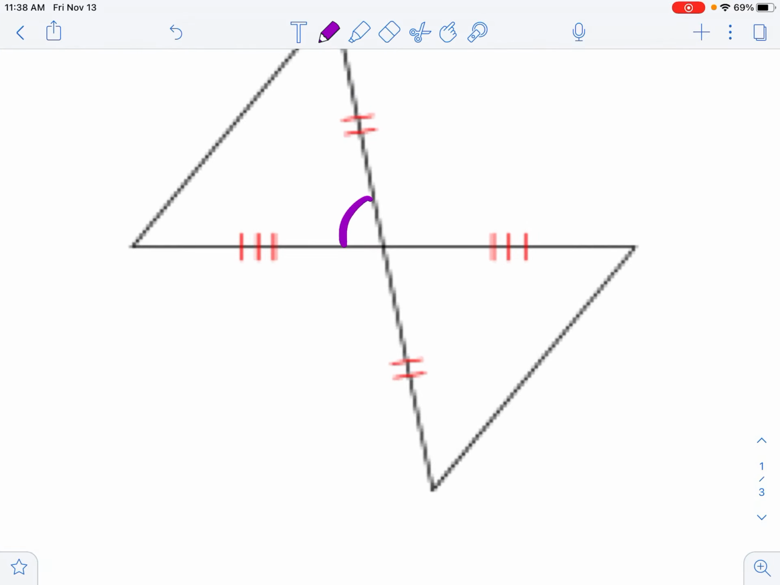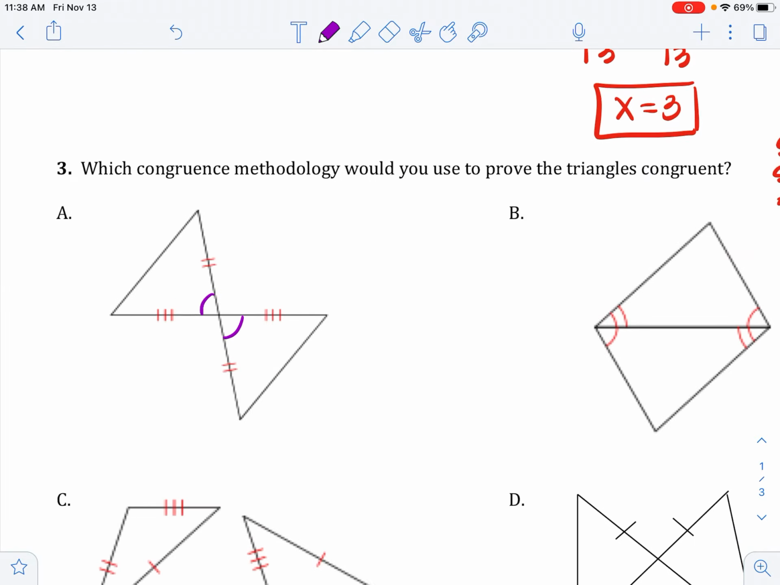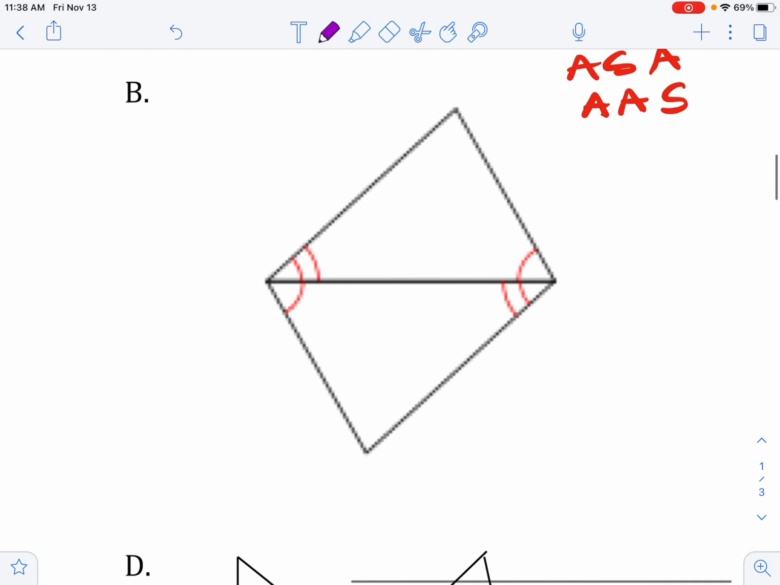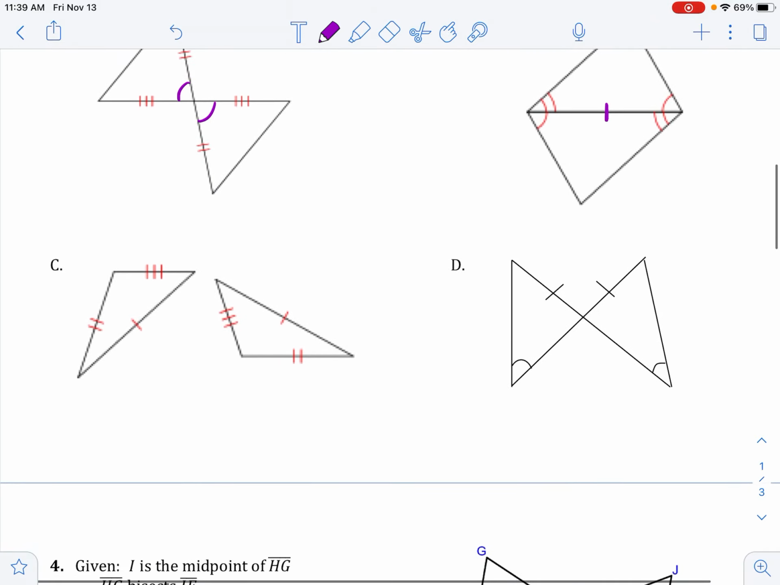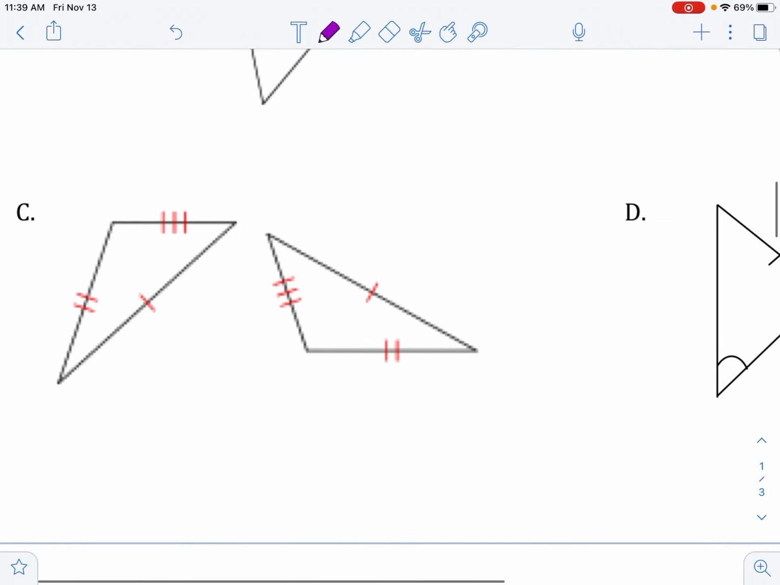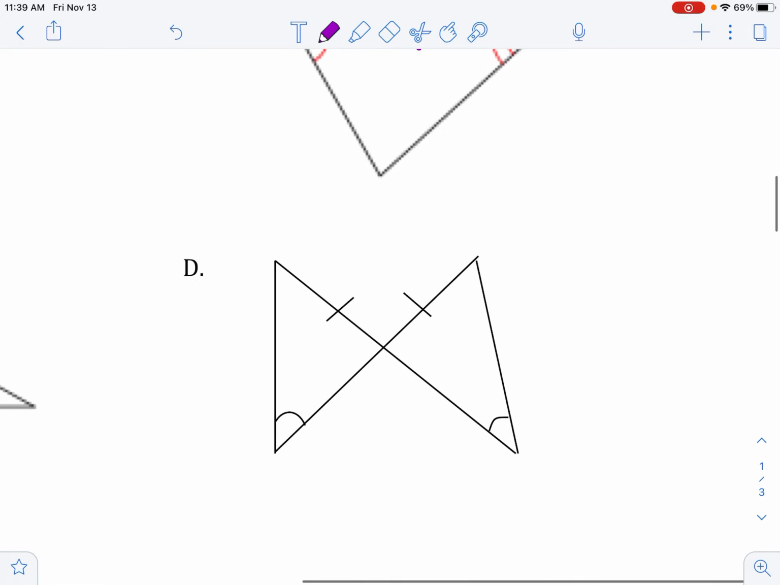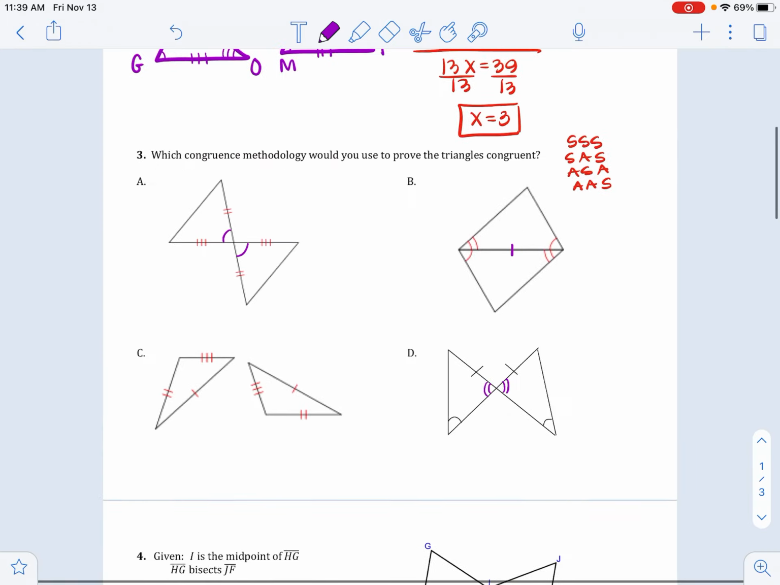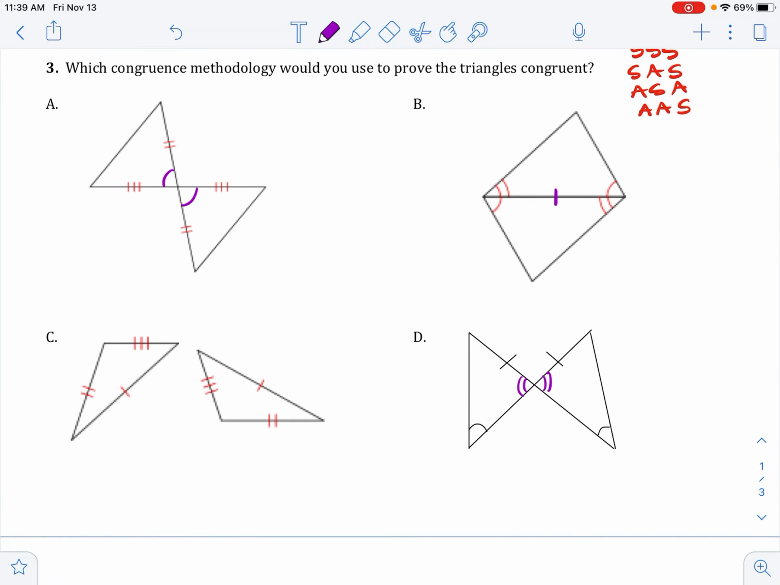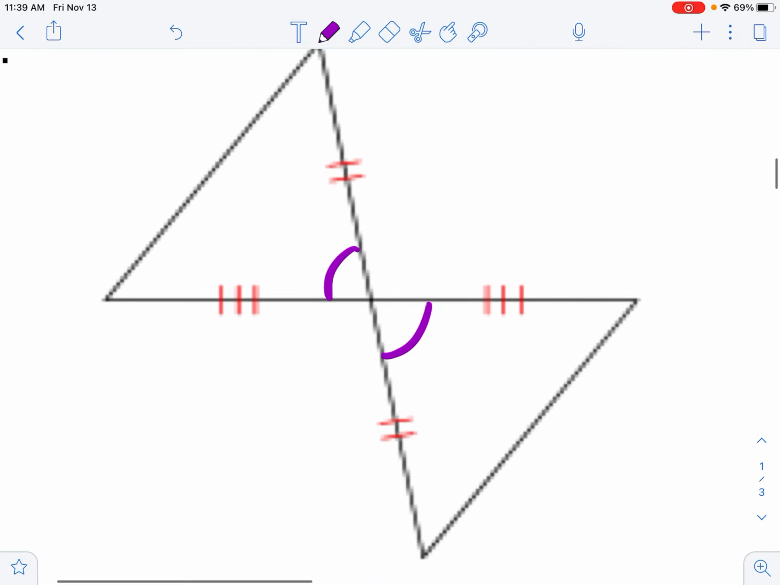So I'm going to start with A. I see vertical angles. I'm going to mark them congruent. I'm going to go to B. I see a shared side. I'm going to mark it congruent to itself. I'm going to go to C. They have nothing shared, and there are no vertical angles. They don't even touch, so no, no, no. All right, D, there's vertical angles, so I'm going to mark those congruent. Notice I can't mark whatever I feel like, only shared sides and vertical angles.